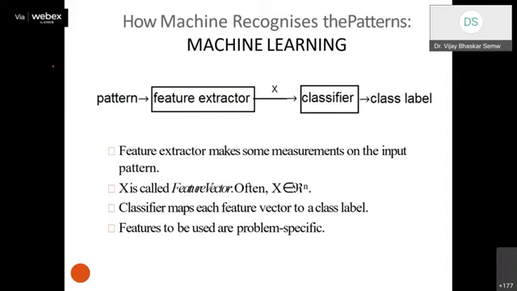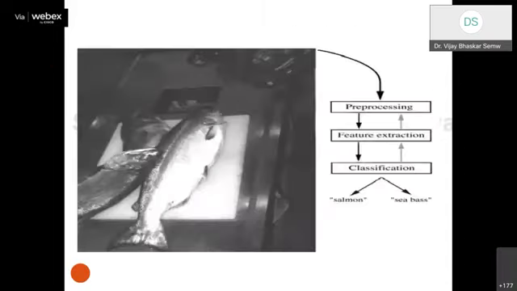Then comes supervised learning, in which we have already supervised the data. The classifier maps the feature vector to an associated class label, or category. Then the features to be used for the problem space. Now I'm taking a simple example of fish. There are two categories of fish: one is salmon, another is sea bass. So which category of fish is it? First, we have images, scanned through a camera or somewhere.